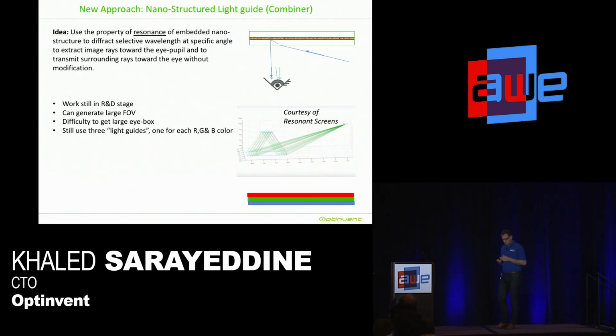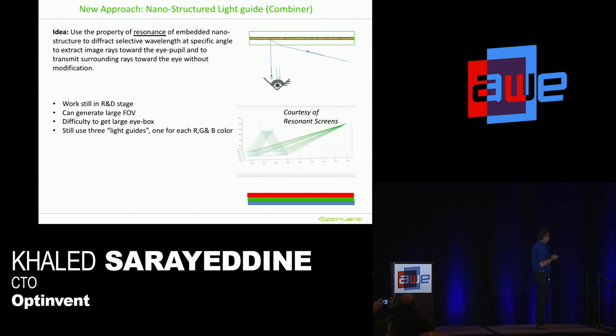Now about the other technology, or about the future, there's a new approach for light guides we call the nanostructure light guide. This technique works in air. It means the light comes in from the air, and when the light enters, you have a kind of nanostructure to diffract selective wavelengths at selective angles to extract rays toward the pupil. And the other rays coming from the outside cross all the way and are not diffracted. So it's a promising technology, but still really in the R&D stage.